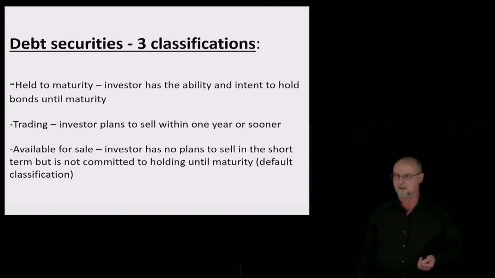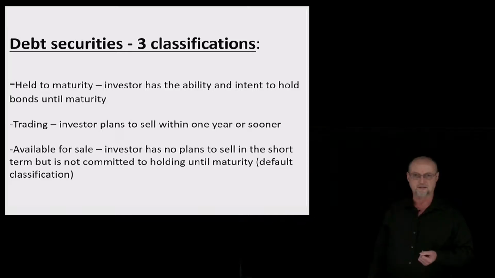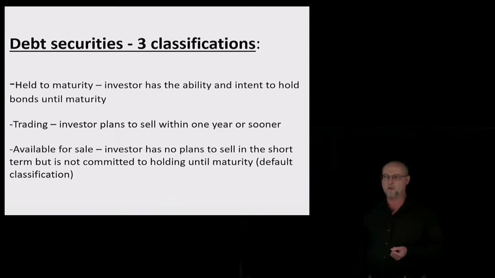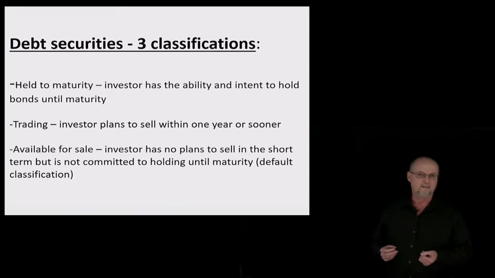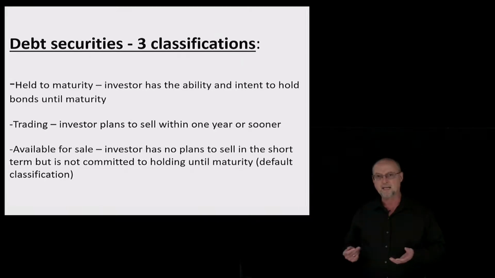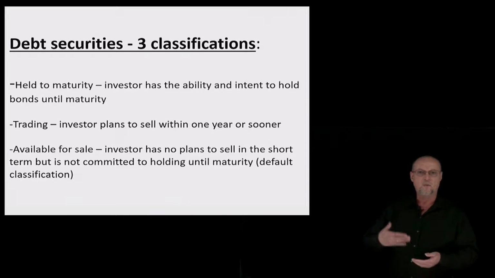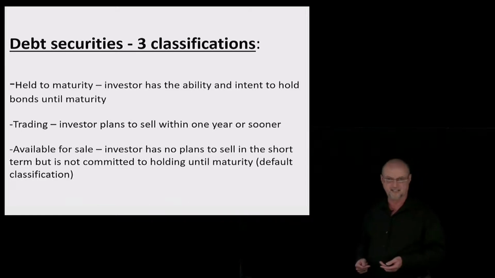Now, trading securities. We, the investor, think we're going to sell the investment within 1 year or less. And then available for sale is kind of what I call a default classification. It's in between the two. We don't have immediate plans to sell the investment within a year, but at the same time, we're not committed to hanging on to this investment until it matures. So it's kind of in between the two, and we classify that as available for sale.